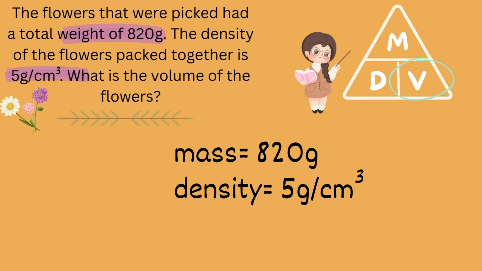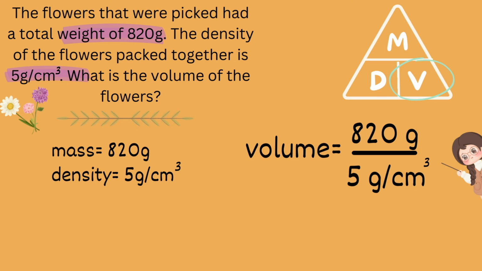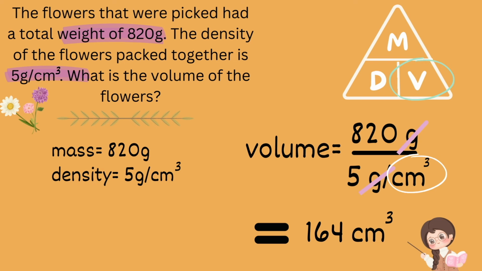So if we look at our pyramid, to find the volume, we divide mass by density. So we get 820 grams over 5 grams per cubic centimeter. We cancel out the grams and we're left with cubic centimeter. So if we punch this into our calculators, we get 164 cubic centimeters.